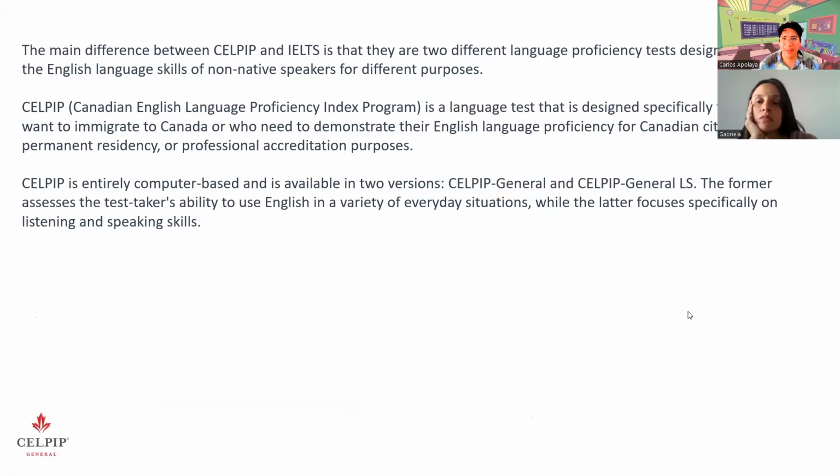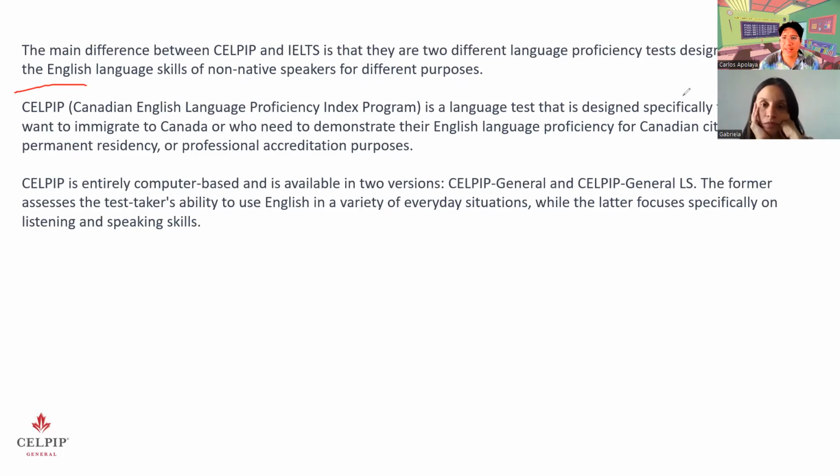Ok. Dice así, the main difference between CELPIP and IELTS is that they are two different language proficiency tests designed to assess the English language skills of non-native speakers for different purposes. Claramente dice que ha sido para evaluar la habilidad en el lenguaje inglés de los hablantes no nativos para diferentes propósitos. El CELPIP is a Canadian English Language Proficiency Index program.